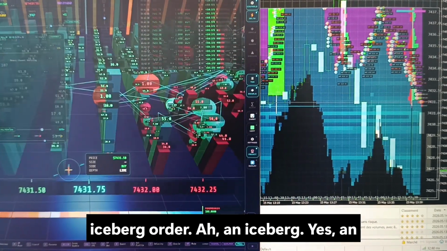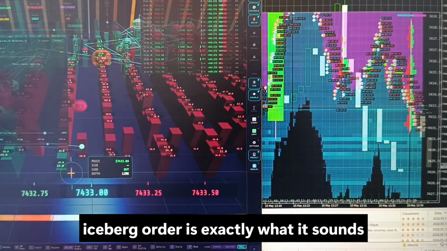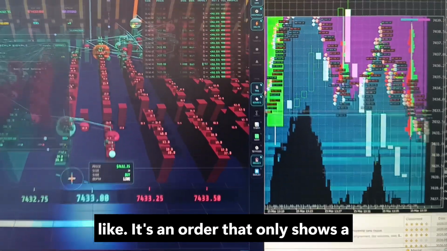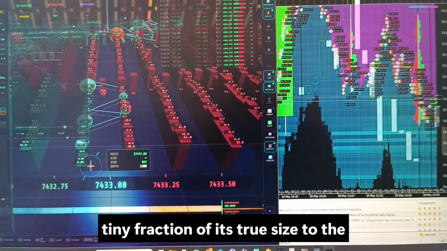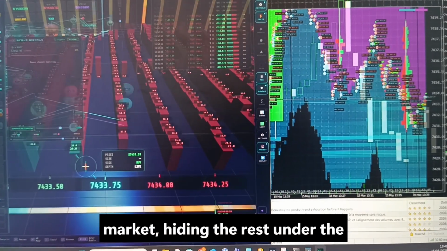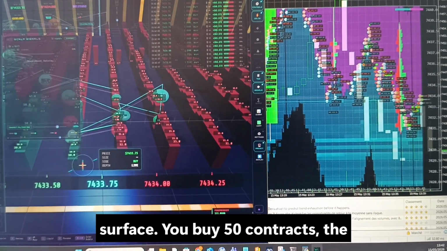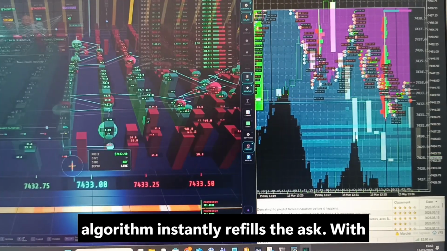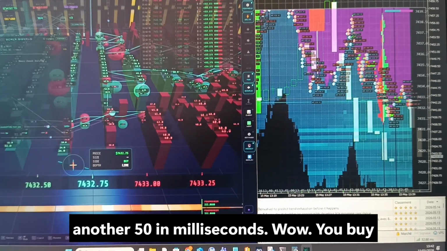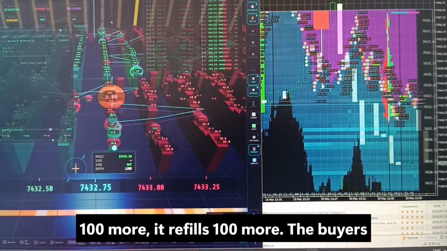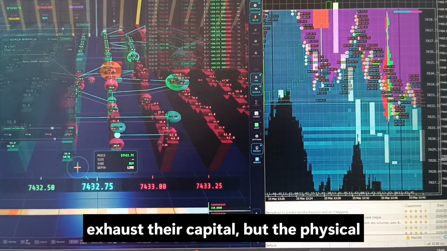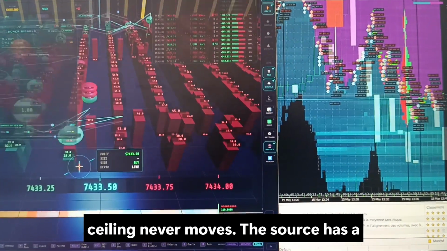Ah, an iceberg. Yes, an iceberg order is exactly what it sounds like. It's an order that only shows a tiny fraction of its true size to the market, hiding the rest under the surface. You buy 50 contracts, the algorithm instantly refills the ask with another 50 in milliseconds. You buy 100 more, it refills 100 more. The buyers exhaust their capital, but the physical ceiling never moves.